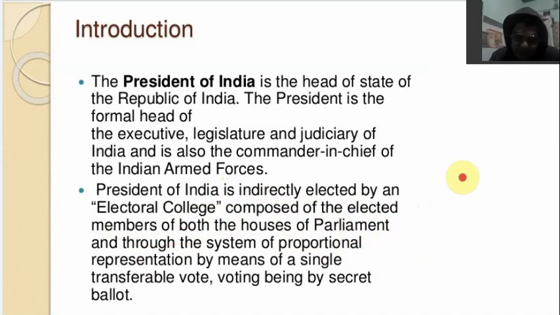Apart from this, the elected members of the legislative assembly also vote for the election of the president. We will learn this election exercise in detail. Right now we're only doing the introduction, so understand that the president is not elected directly.